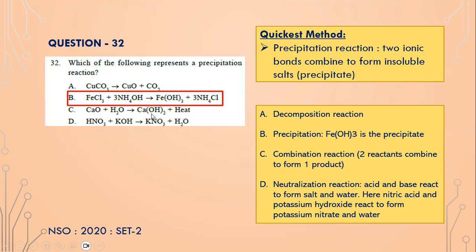CO plus H2O gives COOH2 plus heat. What is this? This is a combination reaction to produce one product and heat. And HNO3 plus KOH: nitric acid plus potassium hydroxide produces potassium nitrate plus water. It is a neutralization reaction. Neutralization is where an acid and a base react. Nitric acid is an acid and potassium hydroxide is a base. They react to form salt and water. So potassium nitrate is the salt, and water.